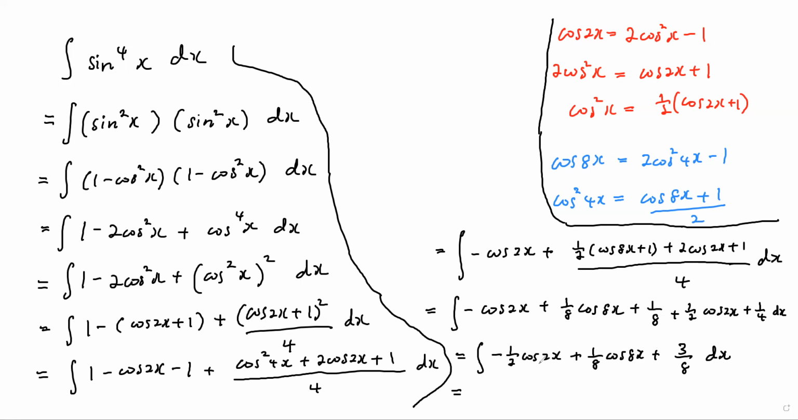Integrating cosine gives sine. So this is negative half times another half, which is negative 1/4 sine 2x. And this is going to be 1/8 times 1/8 again, so it will be 1 over 64 sine of 8x, plus 3 over 8 x. And plus c, so don't forget about the c. That's the end of the integration.